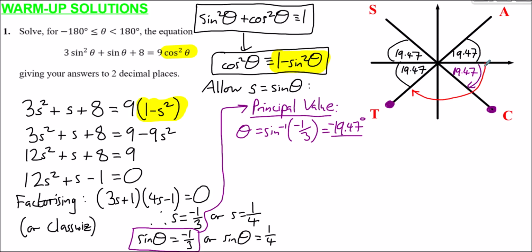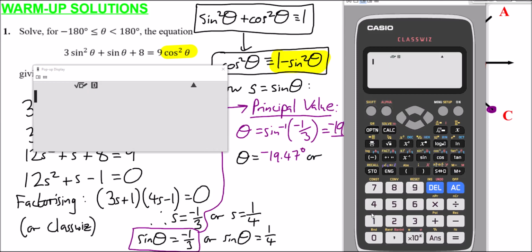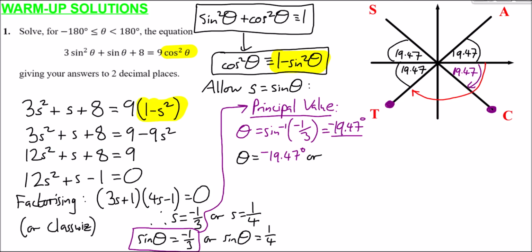So this red angle will be 180 minus 19.47. So our solutions for this particular value of theta are theta being minus 19.47, or this angle here, 180 minus 19.47, gives us 160.53, 160.53.